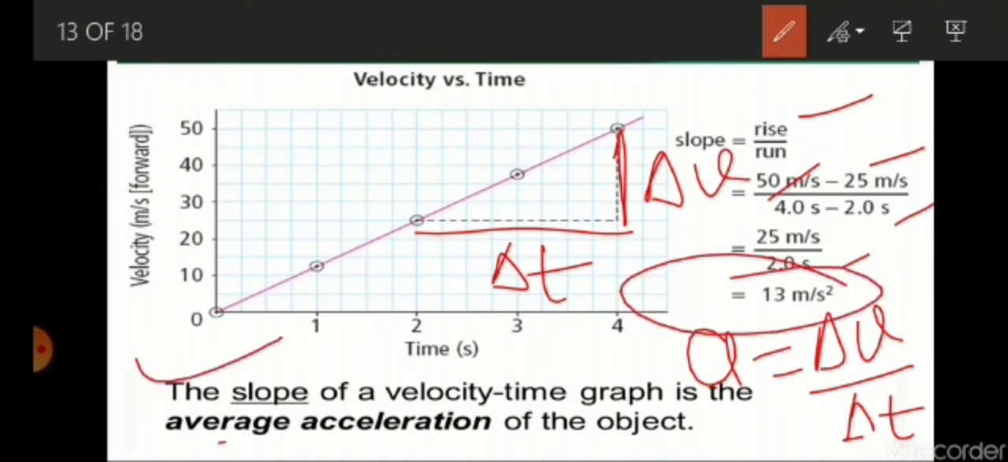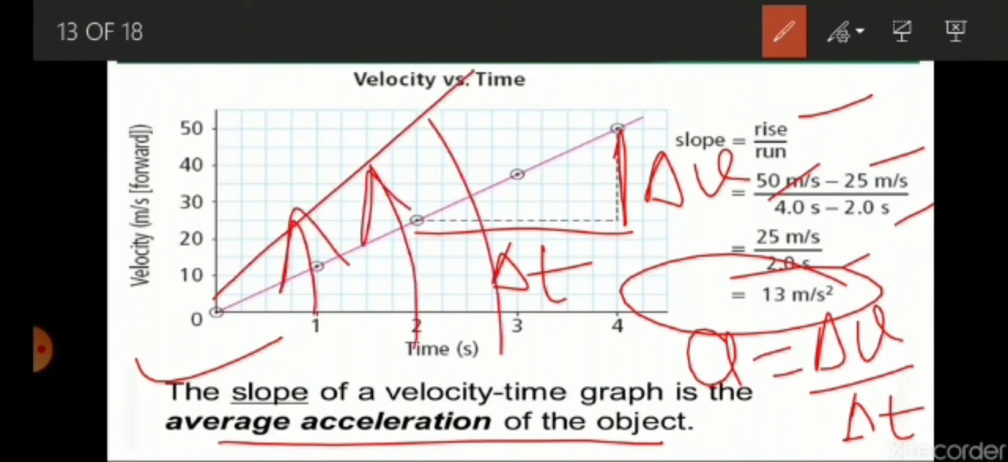Number 1, the slope of a velocity time graph is the average acceleration of the object. Number 2, किसी भी ऑब्जेक्ट का स्लोप जितना ज़्यादा होगा उसकी एक्सेलरेशन उतनी ही ज़्यादा होगी.